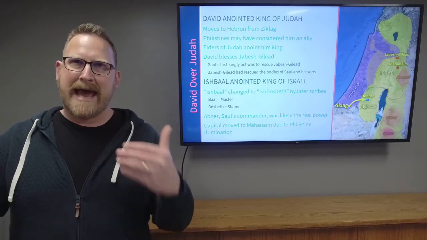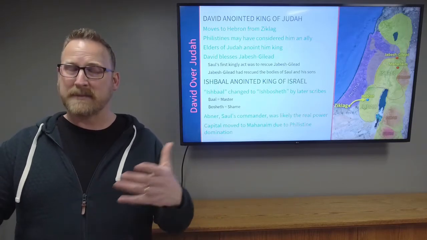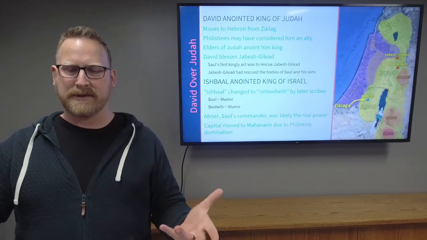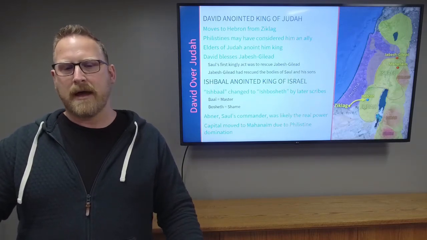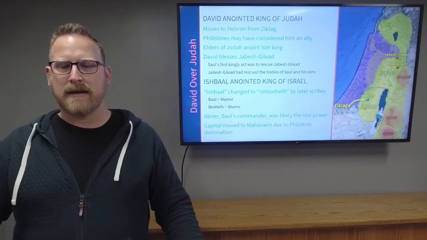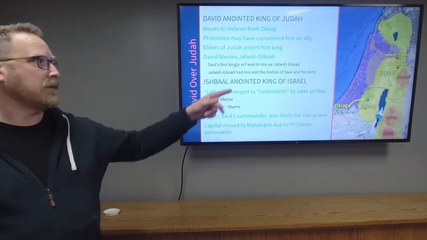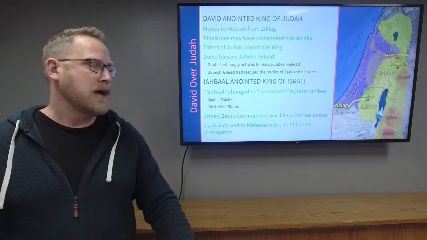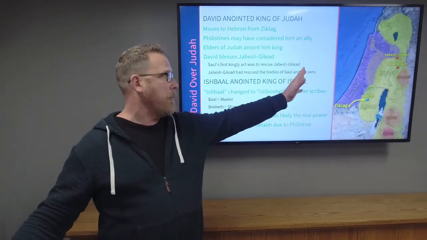The fact that it says Abner makes him this, and not necessarily that the tribes went along with Abner, but Abner seems to really be the one who is the real power, and people weren't going to stand up to Abner. And the capital is moved to Mahanaim, which is on the other side of the Jordan, because the Philistines have now basically taken over the whole part that you see purple.